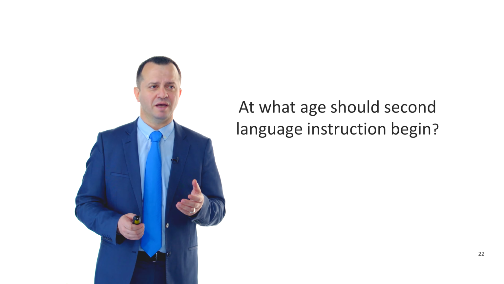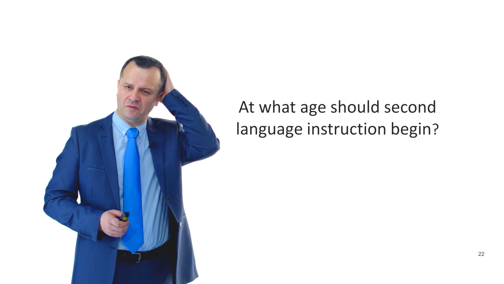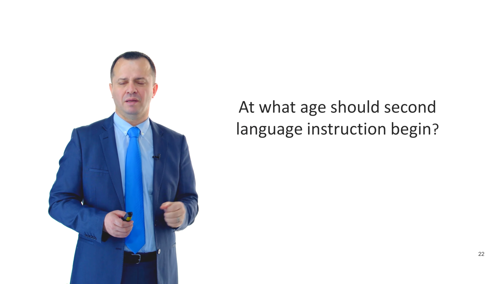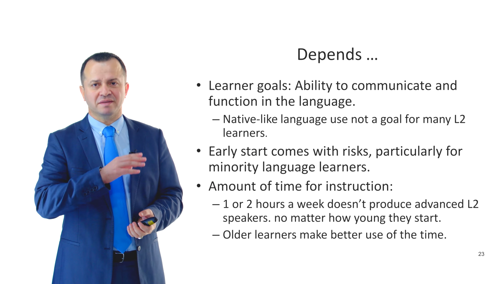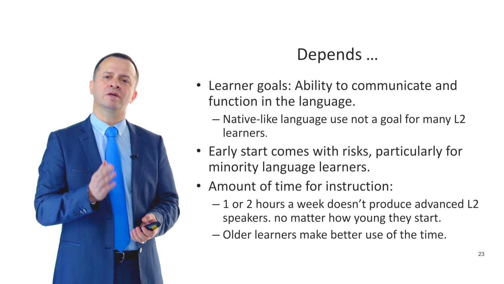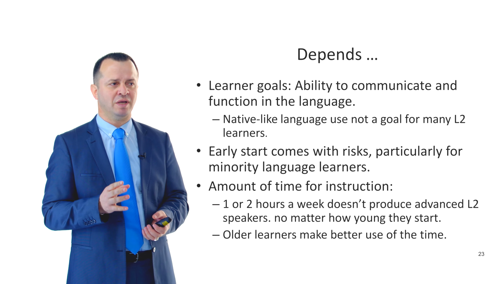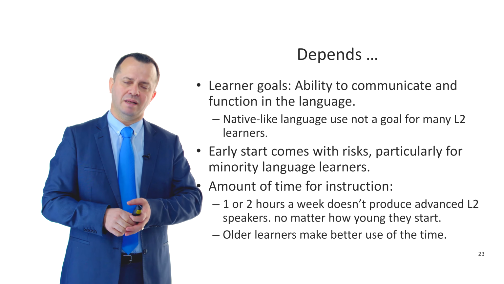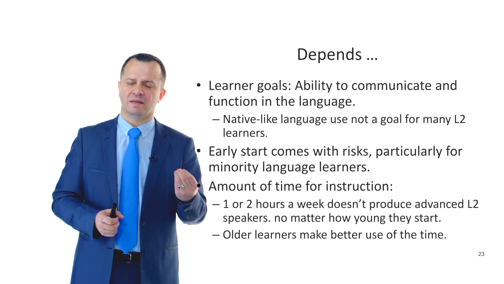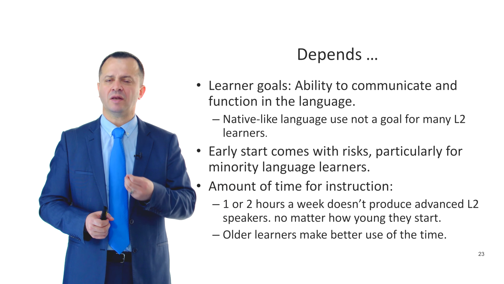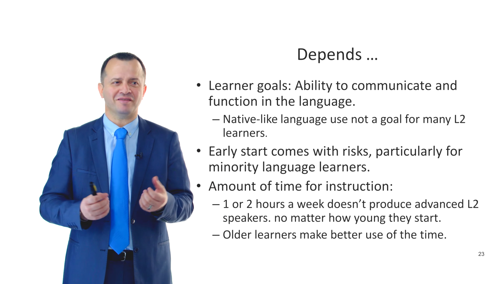So the question always is, at what age should second language instruction begin? At age 1, 2, 3, 4, 5, 6, 7? It's a long debated story. So it depends. It depends on the learner's goals, ability to communicate and function in the language. Native-like language use is not a goal for many L2 learners. Late adult learners don't have any aim to be native-like. They need to be very competent and comprehensible in that language. So they need to work, earn money, and enjoy life.